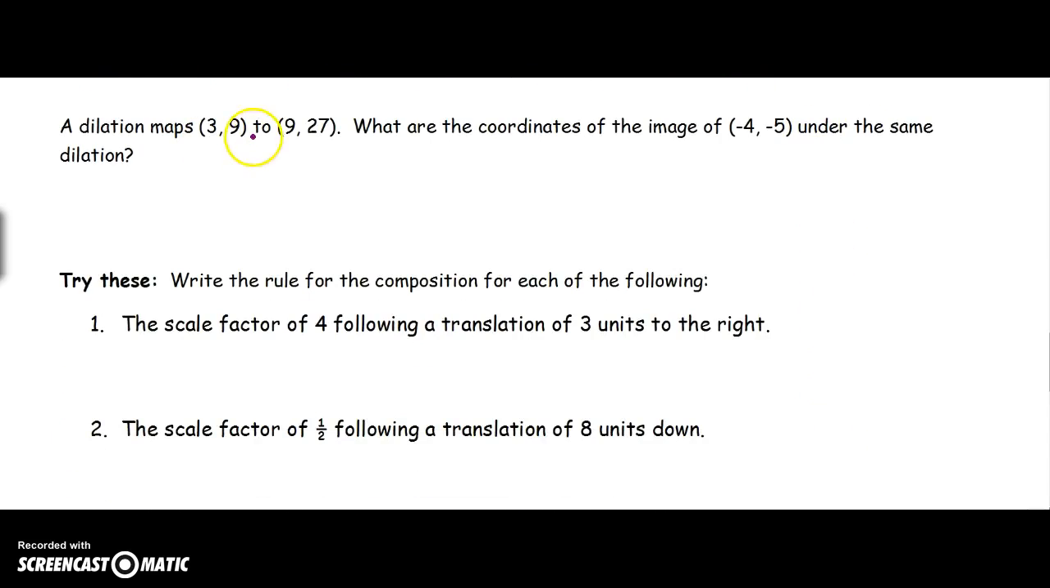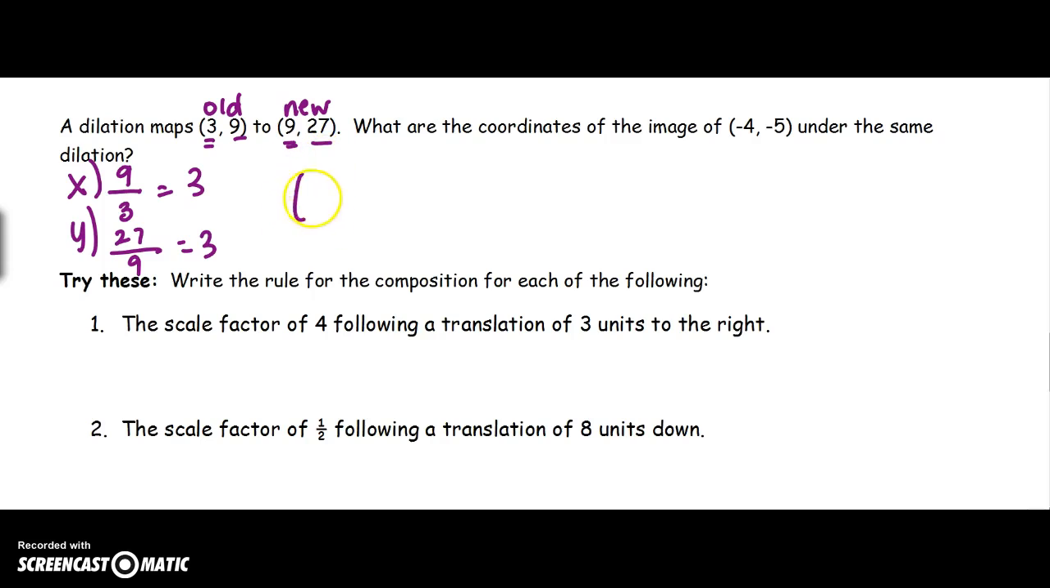This dilation maps 3, 9 to 9, 27. This is your old. It was changed into 9, 27, which is your new point. So if we find our coordinate notation, we take our new point over our old point for x, which gives you 3, and for y, which gives you 3. So our coordinate notation says that we are making this 3 times as big. That's our scale factor. That's how you know if it's going to get bigger or smaller.